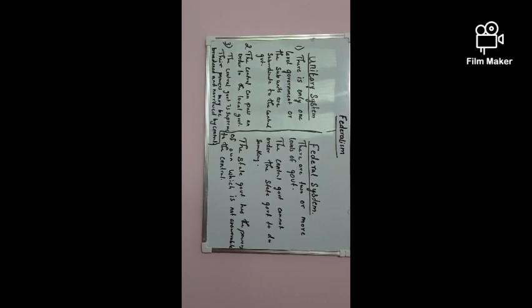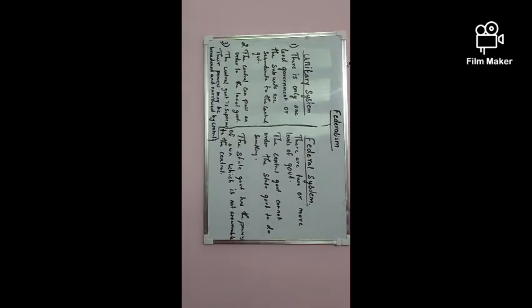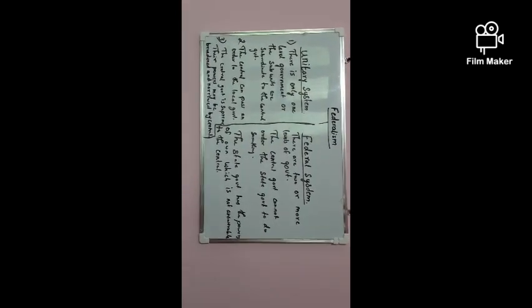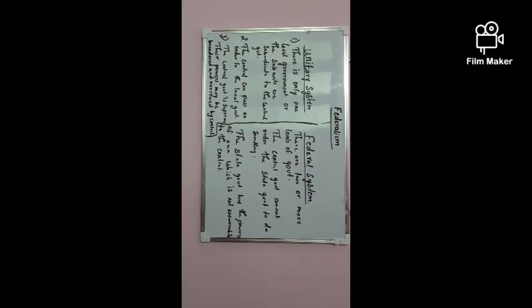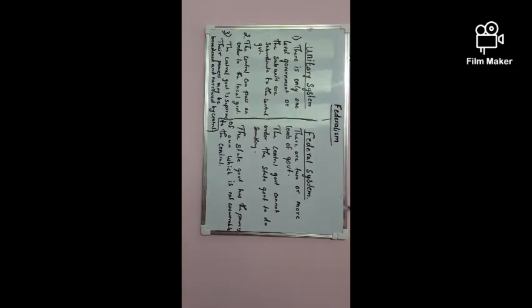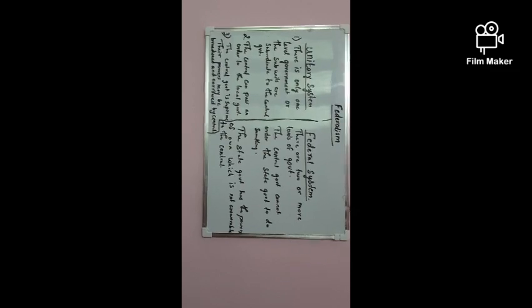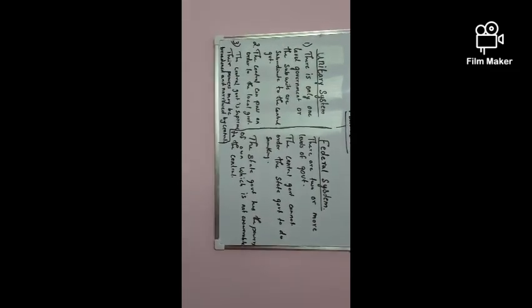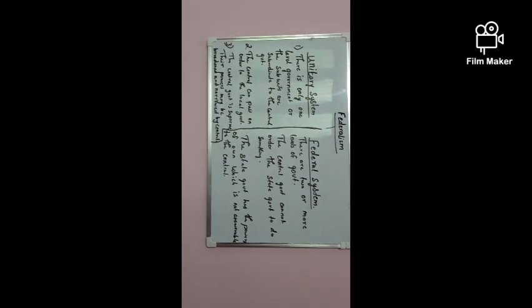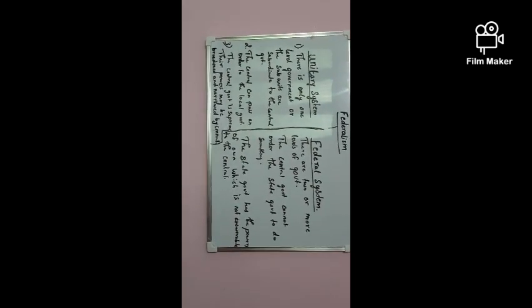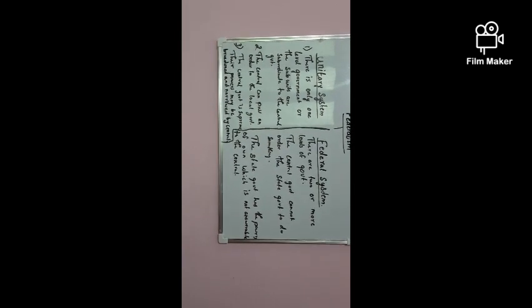Coming to the second difference, in the unitary system the central government can pass an order to the local government. In the federal system, the central government cannot order the state government to do something. They can pass an order, but they can't enforce it. In this federal system, the central government cannot order the state that you have to do this.